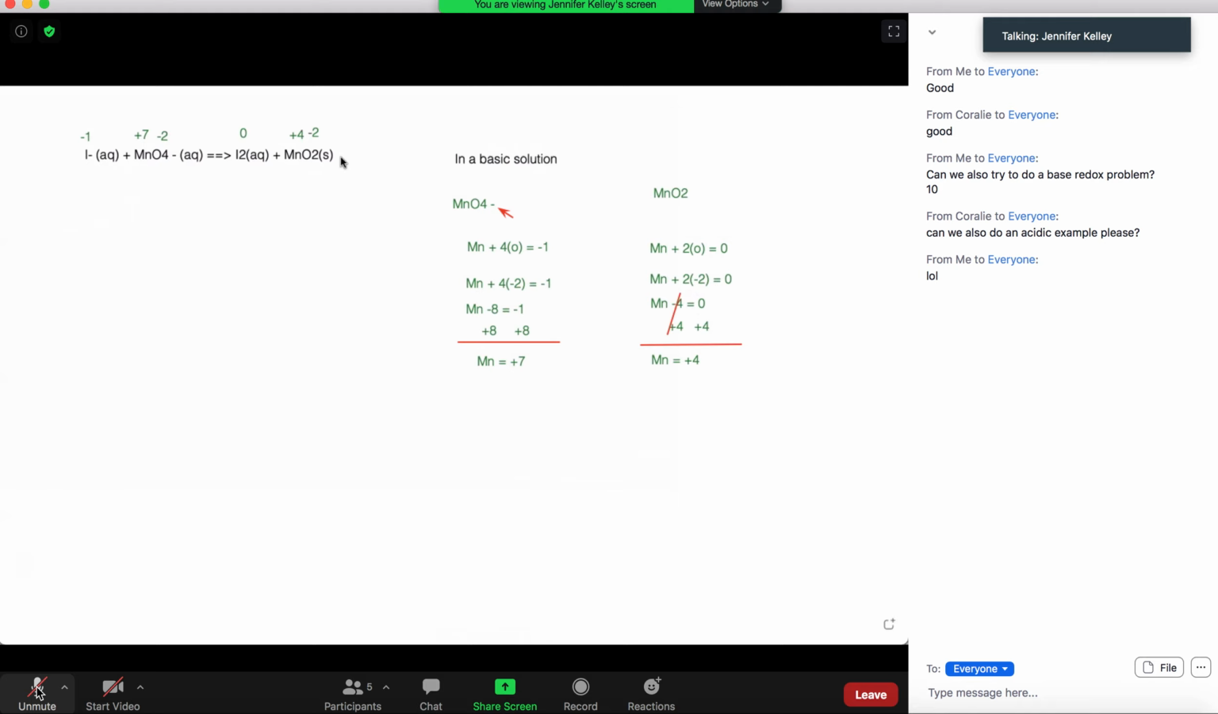Okay, so with manganese, with oxygen, we've got 2 oxygen in MnO2. We don't put -4 as the oxidation number. We put -2 because we always just want to put the oxidation number of just one of them. Okay?